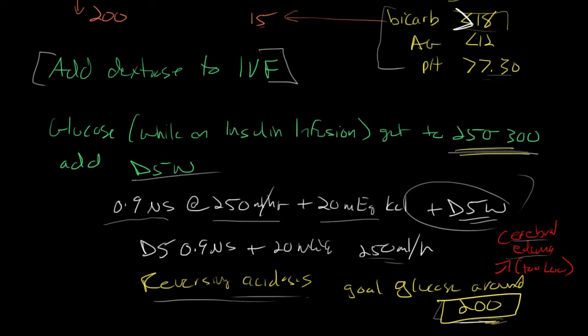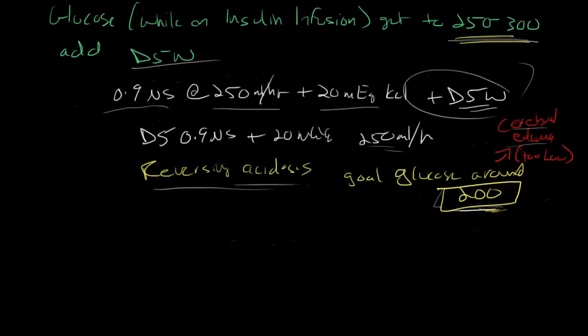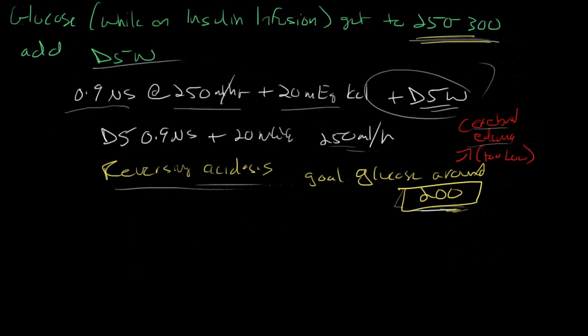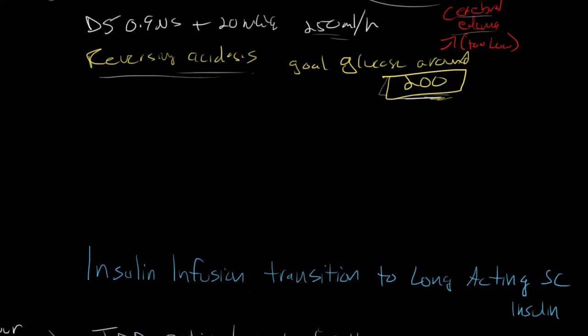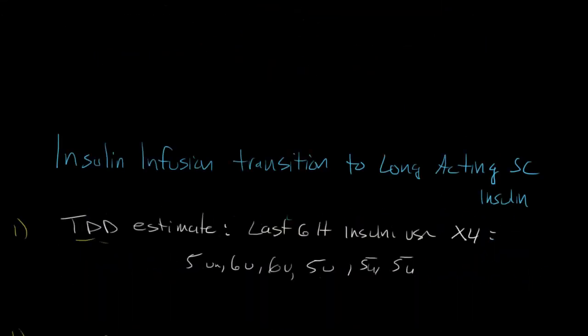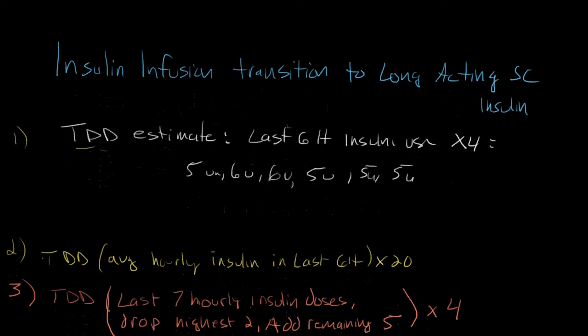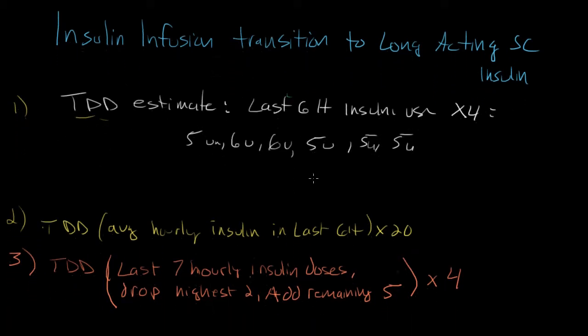Now let's move on to one of the trickiest aspects of managing DKA, which is how exactly do you transition someone off your insulin infusion and onto a long-acting or basal insulin dose. And this just requires a little bit more math. I have not found any good studies that show that a particular method has better outcomes or evidence, but it's usually pretty straightforward. What you want to do is calculate, based on the amount of insulin given in your insulin infusion, your total daily dose of insulin for your particular patient. And once you know your total daily dose, you can figure out what your basal insulin should be.